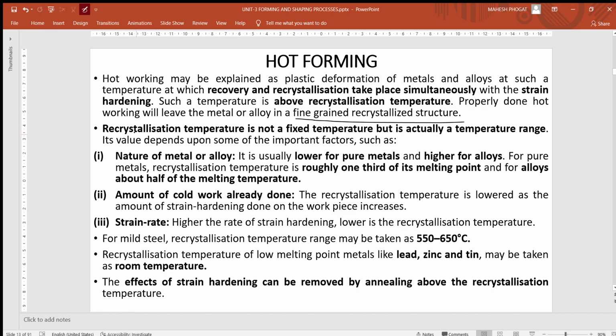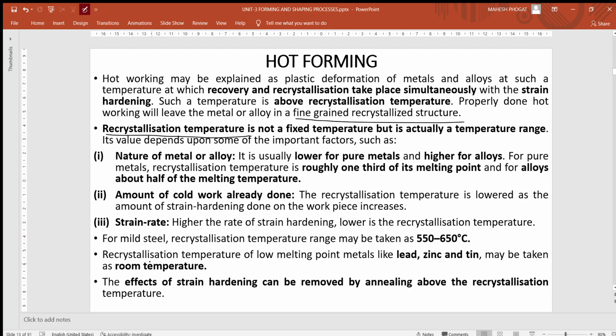Recrystallization temperature is not one fixed temperature; it is basically a range of temperature. We have already discussed this, and you are coming across this term again and again. The factors that affect this temperature are, first, the nature of the metal or alloy; second, the amount of cold work which has already been done; and third, the strain rate. These are the three basic factors which affect the recrystallization temperature of any material.